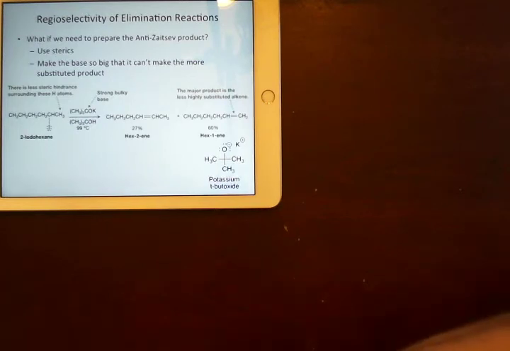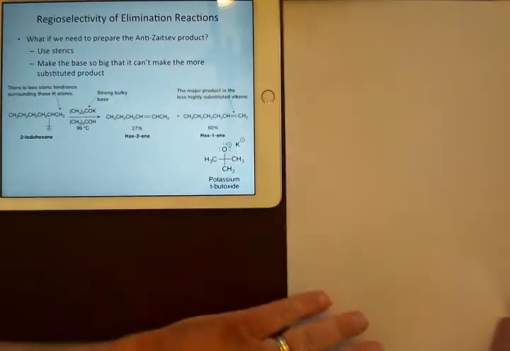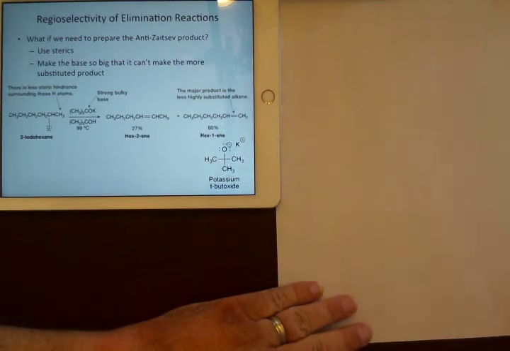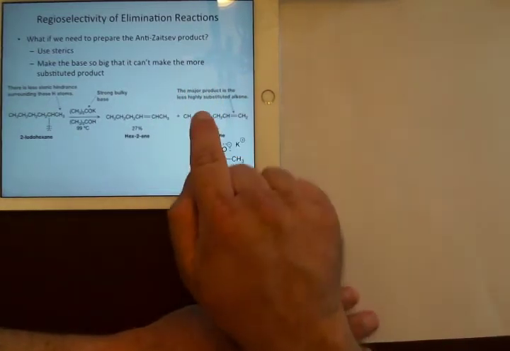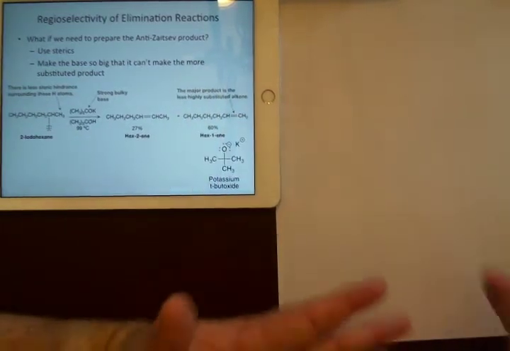Now, for a lot of these reactions, we like to find a complementary one. Because what if we needed this product, which normally would be the less favored product? We need that for our synthesis.